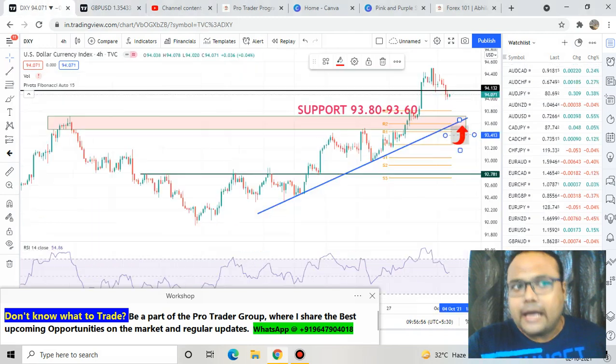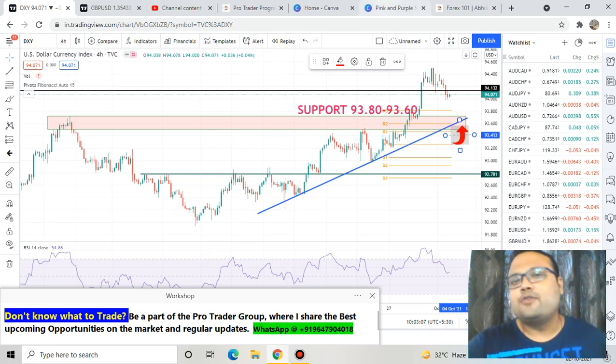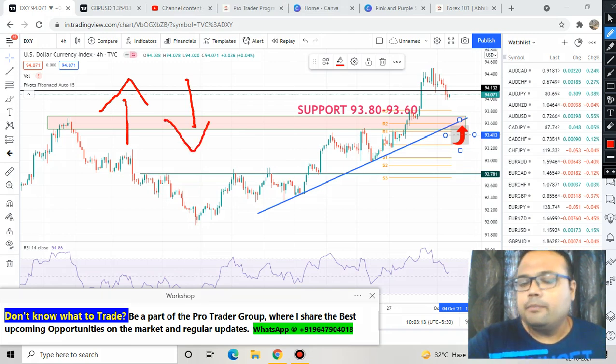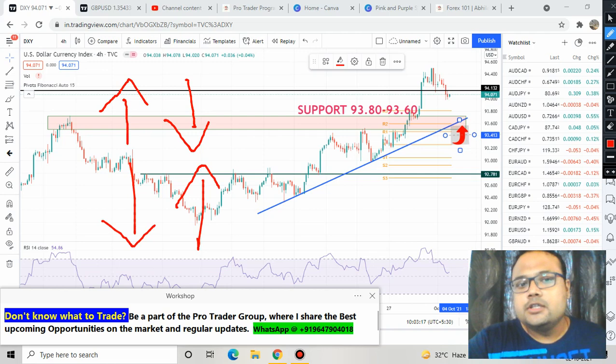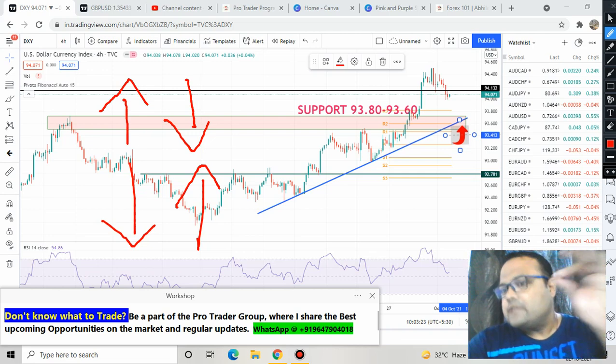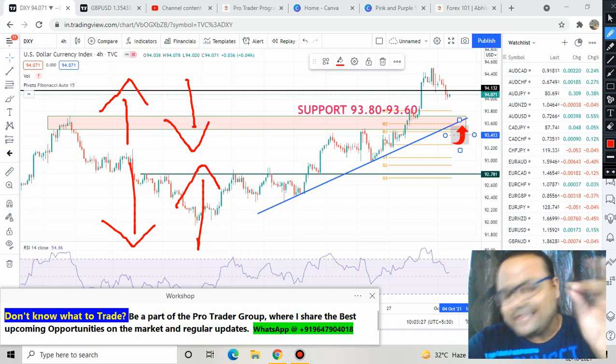And on the other hand, if you look at the chart of DXY, as we all know, DXY, the US dollar, has got huge impact on forex market, and it has a correlation with GBP. When dollar goes up, we usually see British pound going down, and when dollar goes down, we usually see GBP going up.